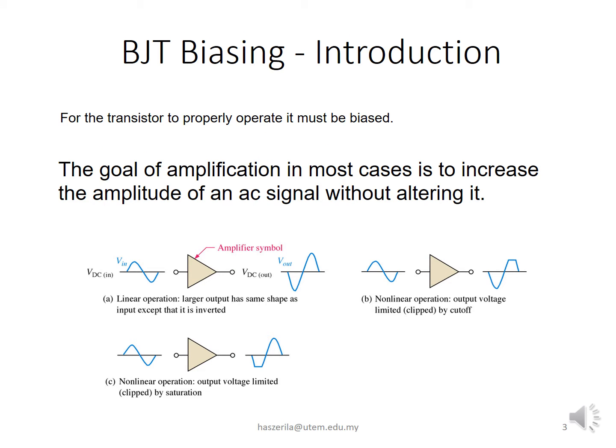Introduction to BJT biasing. The goal of amplification in most cases is to increase the amplitude of an AC signal without altering it. Look at the figure A for the linear operation. The larger output has the same shape as the input except that it is inverted.